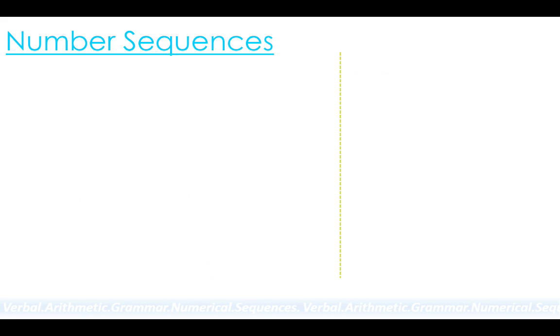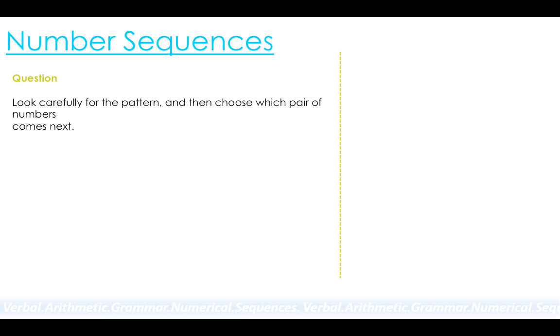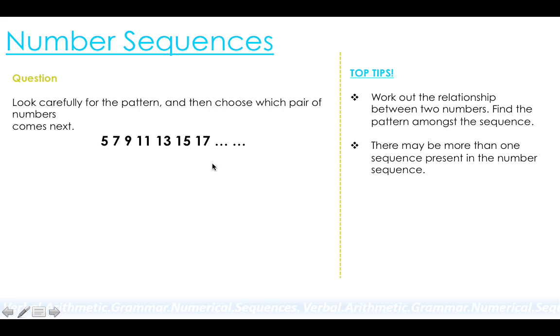Okay, so let's move on to a different type of IQ and aptitude test, which is number sequences. Now these questions can be quite hard if you can't visualize what's going on in the pattern. The question asks you to look carefully for the pattern and then choose which pair of numbers comes next. Here we've got the pattern of 5, 7, 9, 11, 13, 15, 17. This question is pretty simple, and you should be able to realise fairly quickly what's happening in this sequence. A top tip for these types of questions is to work out the relationship between all the numbers and find the pattern amongst the sequence.